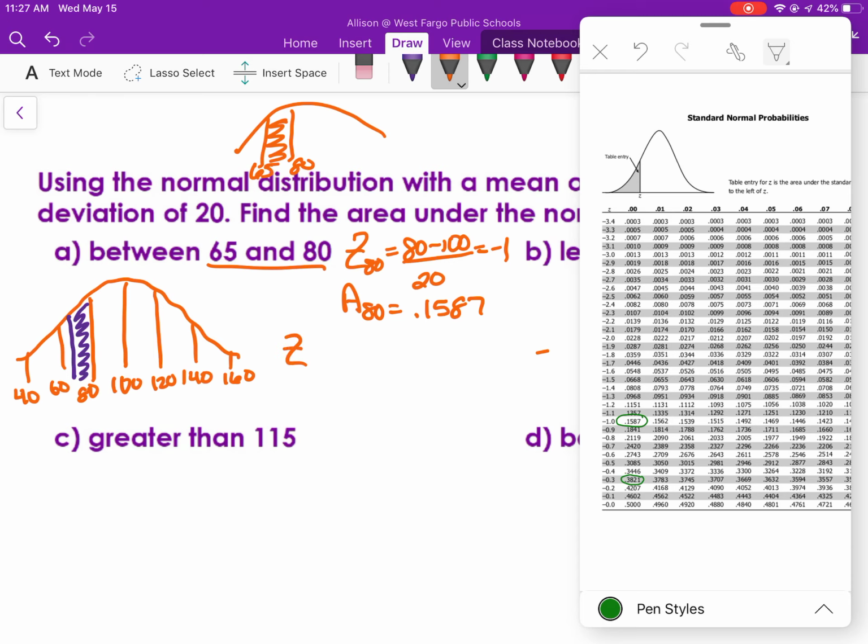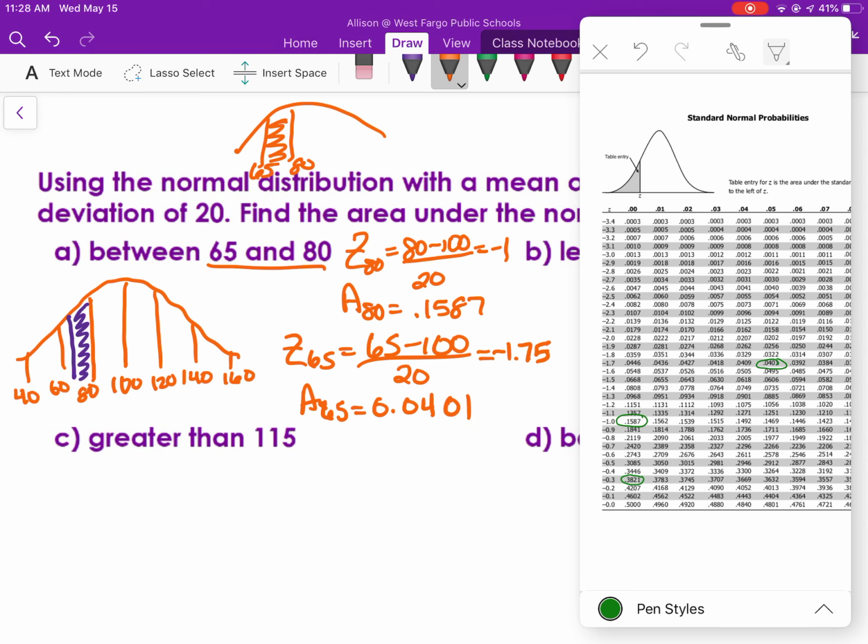Then for the z-score of 65, you do 65 minus the average of 100 divided by 20, and you would get -1.75. And so looking at -1.7 and then over to 5, trying to be careful here, I got 0.0401. So I got an area below 65 of 0.0401.